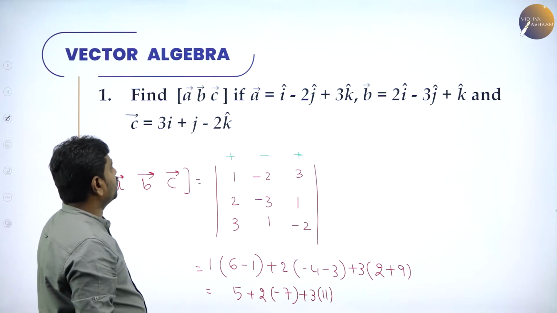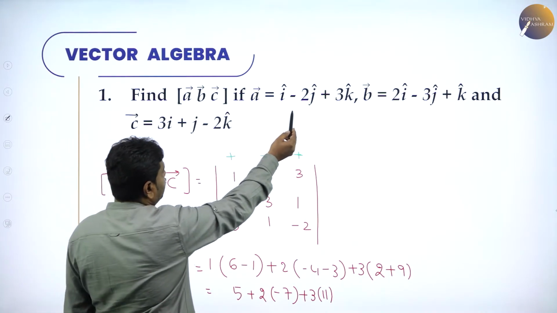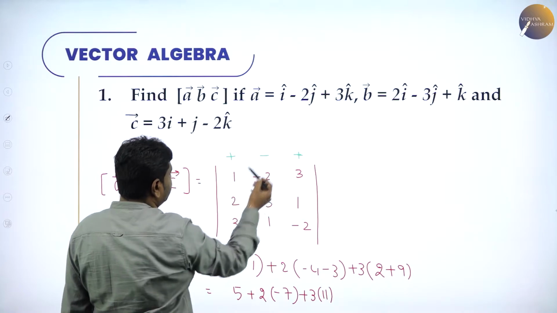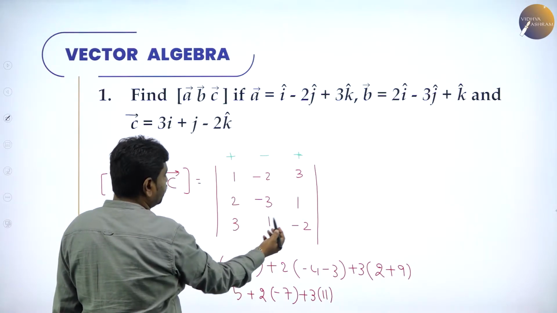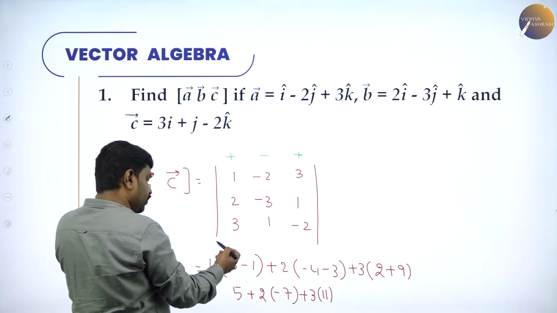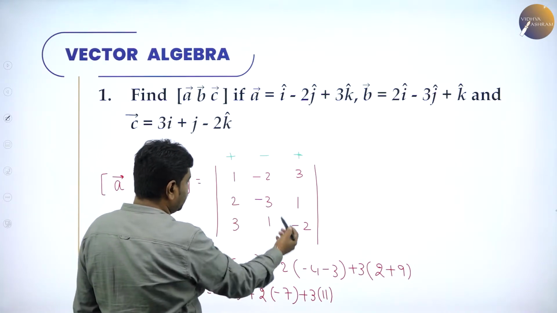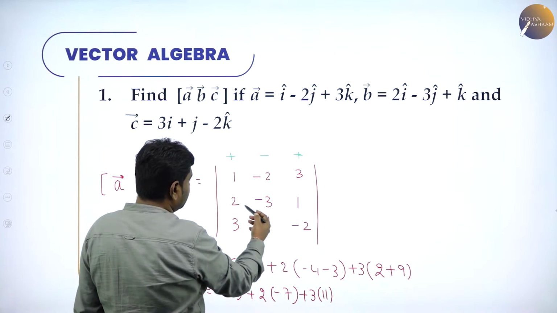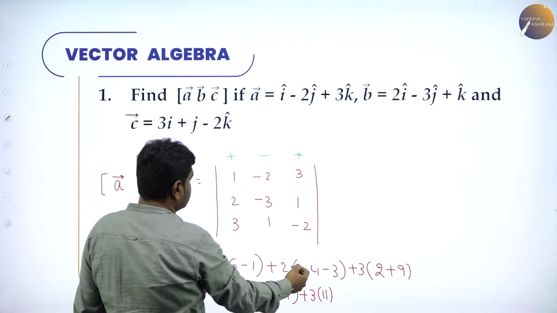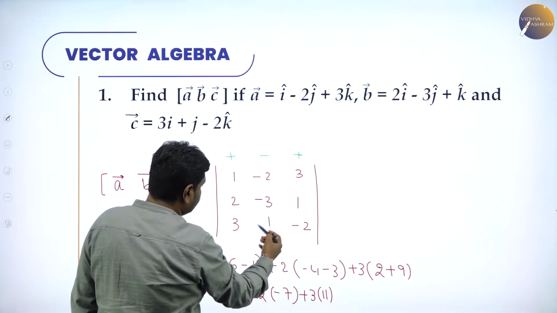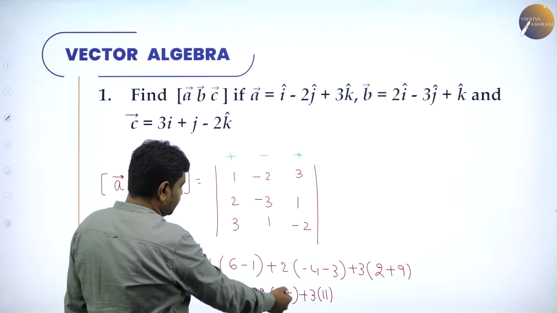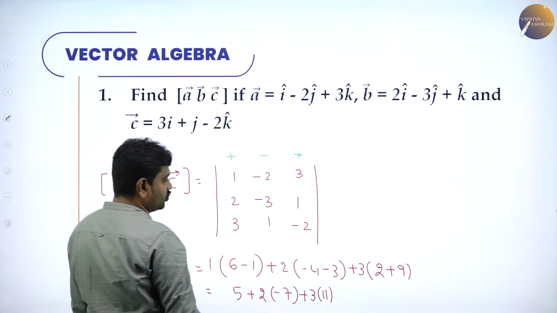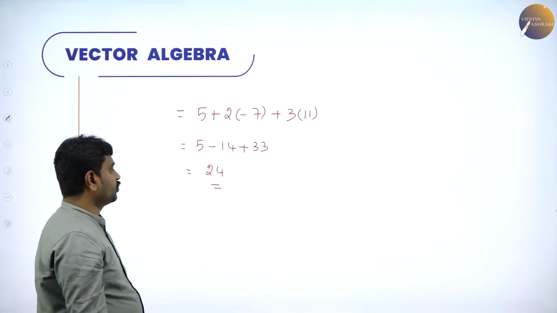So they want you to find the box product of three vectors. Vector A is 1i cap plus minus 2j cap plus 3k cap, 1, minus 2, 3. Second vector 2, minus 3, 1. Third vector 3, 1, minus 2. Expand this. So 1 into, delete the row and column, we get 6 minus 1. Delete the row and column, then it will become minus 4, minus 3. Then delete these two, we get 2 plus 9. Simplify this. So 6 minus 1 is 5, minus 7. And 9 plus 2, 11. Simplify, you will get the box product.